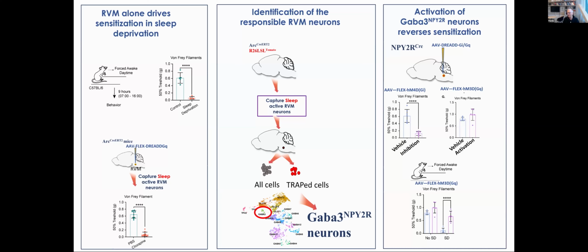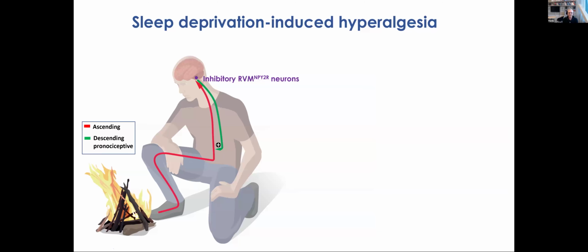Now what we did was that we sleep deprived these animals, and then we activated them and we could reverse sleep deprivation-induced allodynia here. So this suggests that these neurons are normally active without sleep deprivation, but upon sleep deprivation activity drops. So when we activate them after sleep deprivation, we reverse that sensitization.